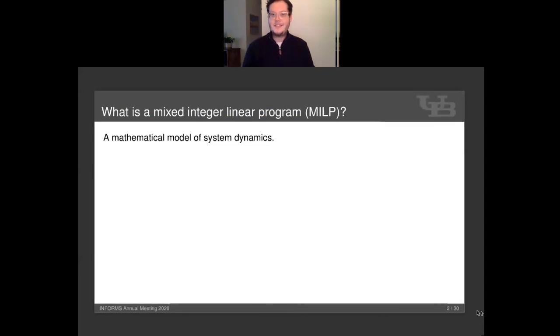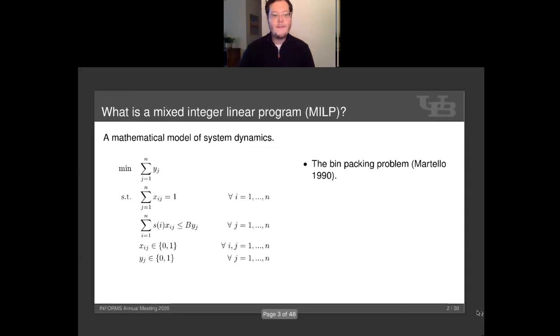So I'd like to begin today's talk by posing a simple question: what is a mixed integer linear program? I think the easiest explanation is that these are mathematical models of system dynamics. As an example, on the left, we have the MILP, or mixed integer linear programming, formulation for the bin packing problem. This is a problem that most of us are familiar with. You need to pack a fixed number of items into a number of bins, and you'd like to minimize the number of bins required to complete this task.